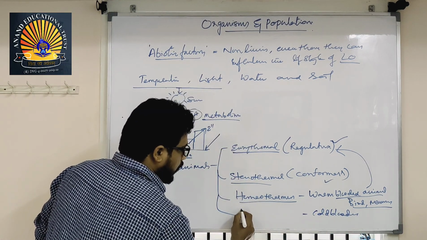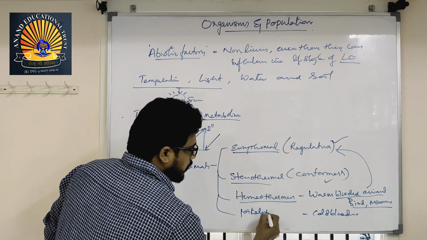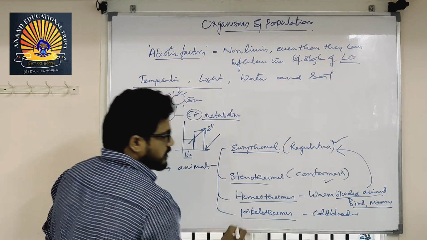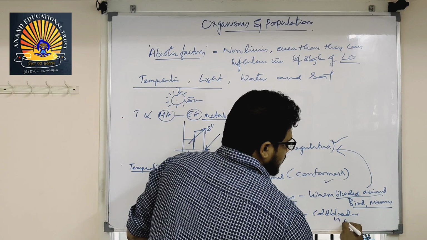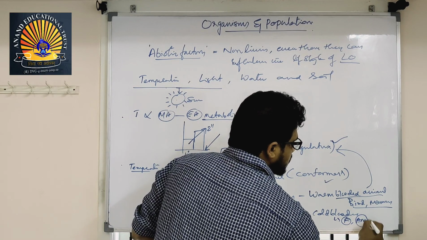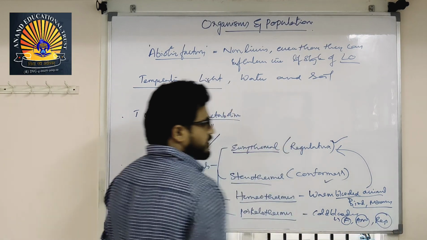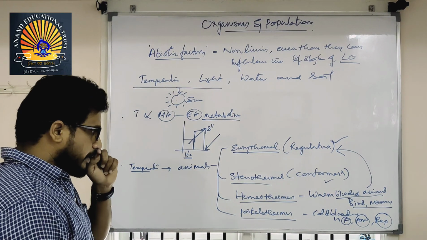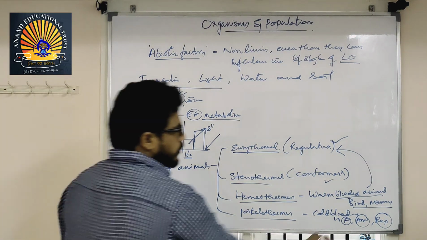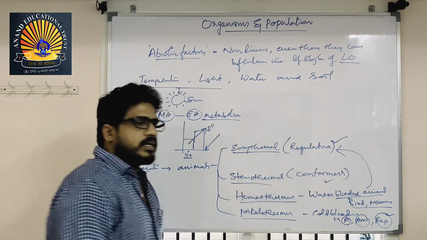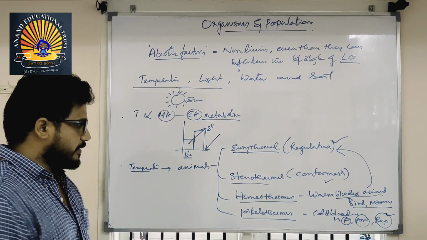Cold-blooded means poikilothermous. Poikilothermous animals are called cold-blooded. In that, fishes, amphibians, reptiles, all these three will come. Lower vertebrates. Clear? Even though the reptile is a higher vertebrate, it is not warm-blooded.